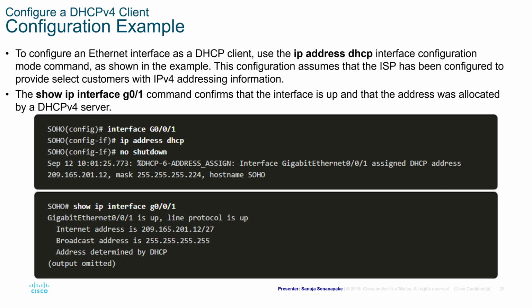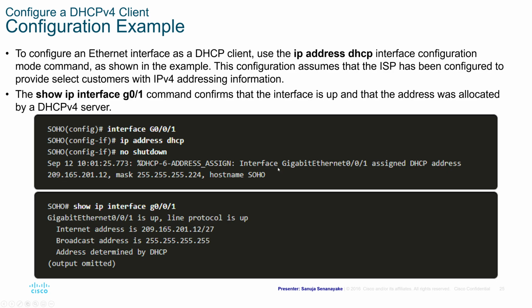So here's the configuration example. To configure an Ethernet interface as a DHCP client, we use the ip address dhcp interface configuration mode command as shown in this example, as I mentioned in the previous slide. The ISP is configured to provide that DHCP IPv4 addressing, and so we have the interface G0/0/1 because that's the interface we're going to configure now, and we're going to enter ip address dhcp. And we're going to turn the interface on by issuing the no shutdown command.